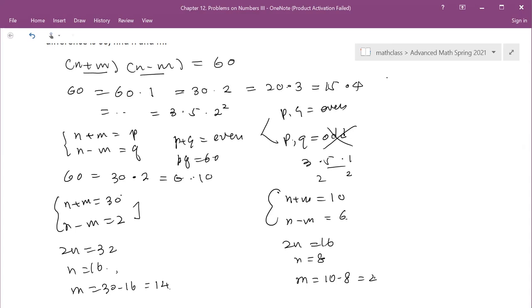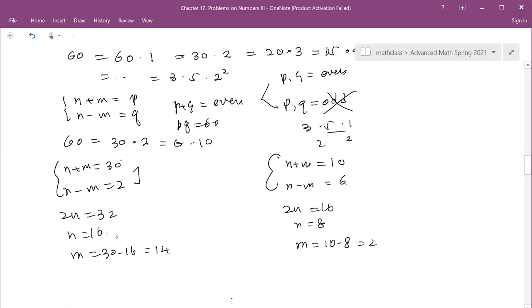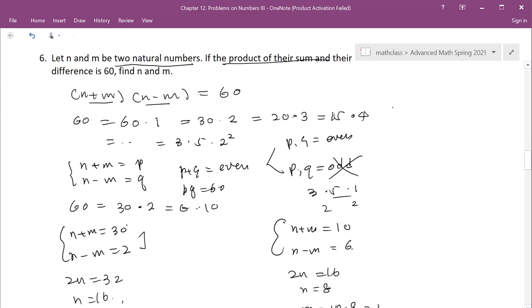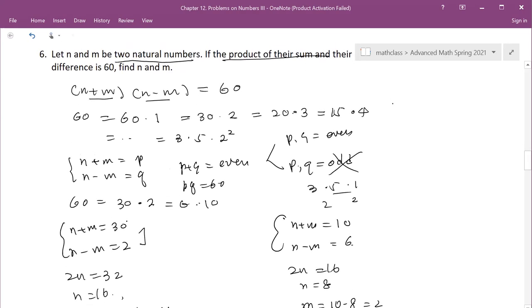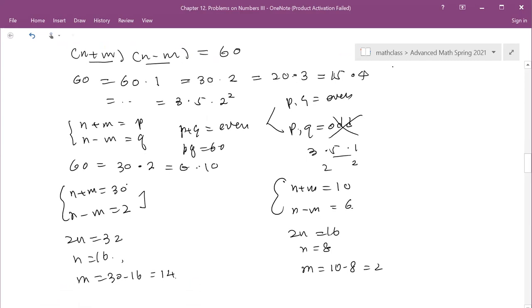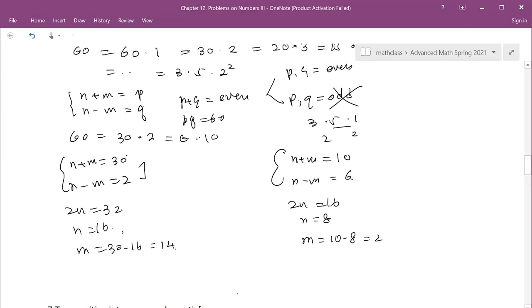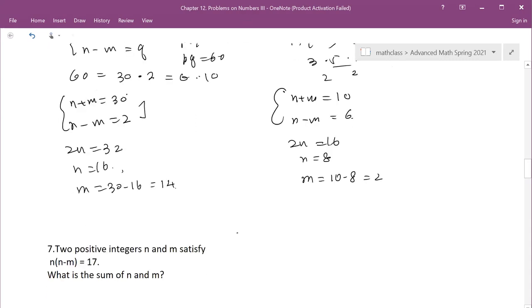So we have 2 sets of solutions. 16 and 14 are one set of solutions, and 8 and 2 is another set, because 6 times 10 is 60. So even when we only have one equation, if n and m are integers, you might be able to determine the values of n and m.